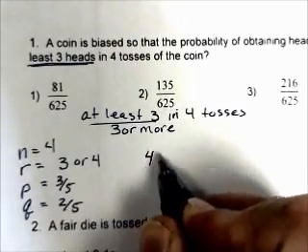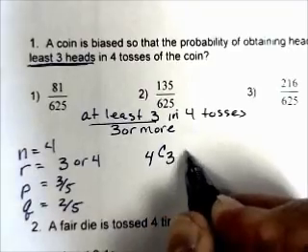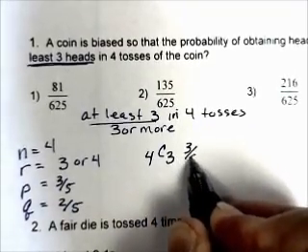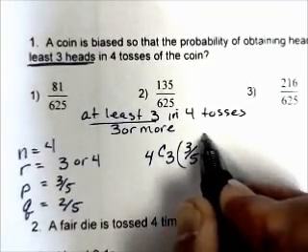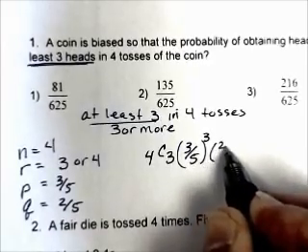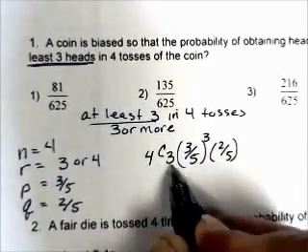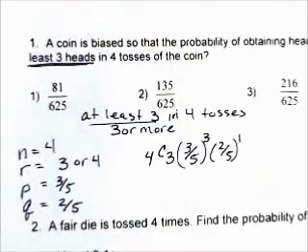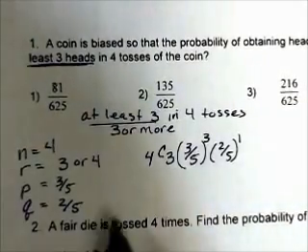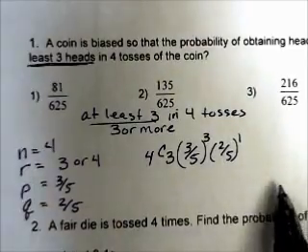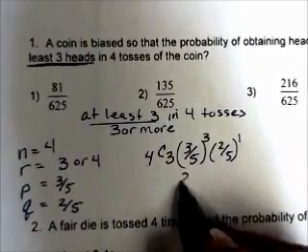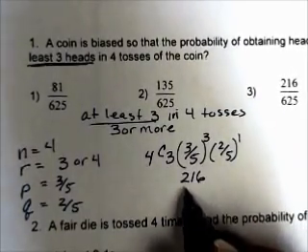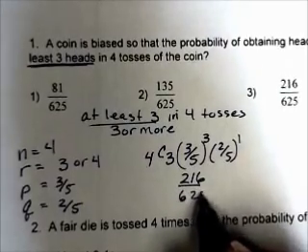So this would be 4C3, p value is 3/5 to the r, q value is 2/5 to the 4 minus 3, which is 1. I'm going to save the time of keying that into the calculator and just tell you that it ends up resulting in the fraction 216 over 625.